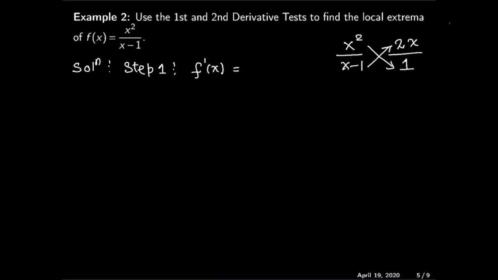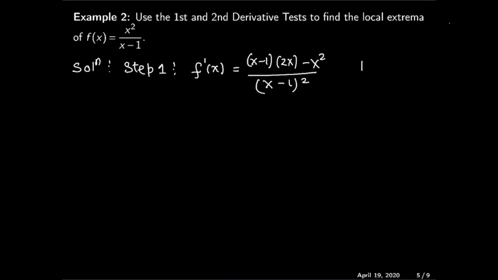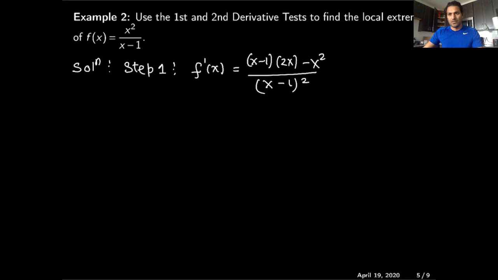So if I multiply low to d high, x minus 1 is multiplied by 2x, and minus high times d low, x square is multiplied by 1, which is just x square. And then low, which is x minus 1, squared. And I will erase this piece. So once we have the high d low, low d high, I will just simplify the derivative of the function.